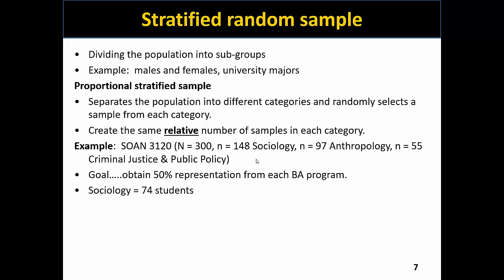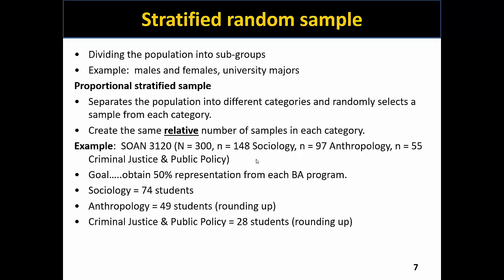And so for sociology, that would amount to 74 students. Anthropology, we would round up to 49 students, and criminal justice and public policy, we would round up to 28 students. So these unequal absolute numbers indicate that this was a proportional sample, and they all represent half of each of the three major areas in the course.